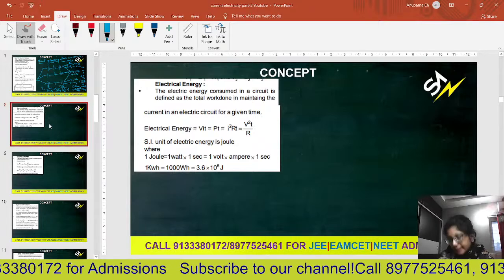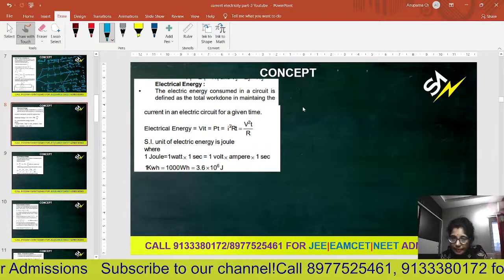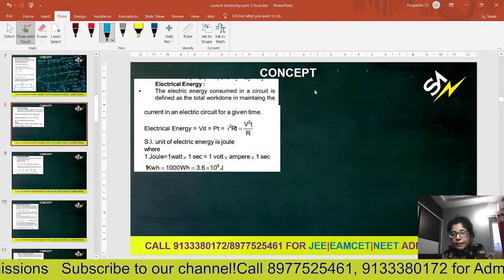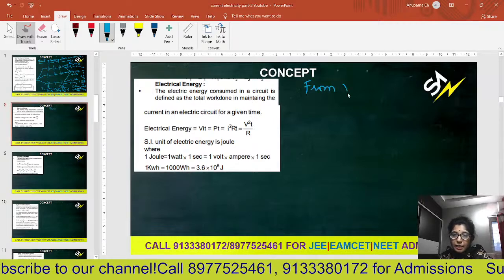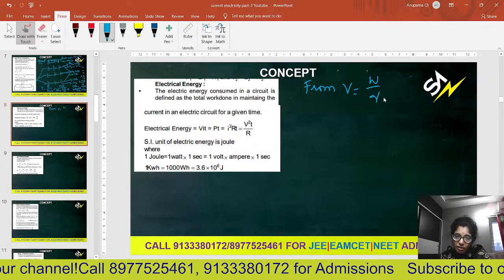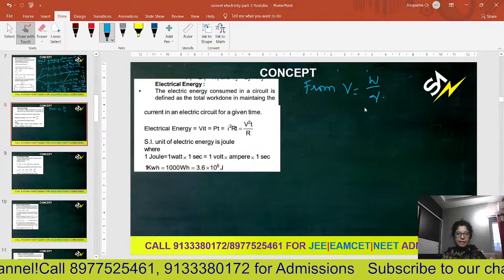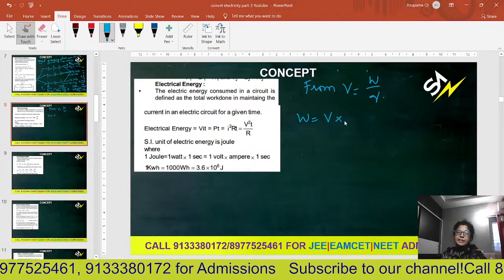And this electrical energy is given by usually work done, as I said, work done. Okay, we have a formula for work done from potential formula. We have potential is nothing but work done by charge, isn't it? Work done by charge. Now here work done is equals to potential into charge.